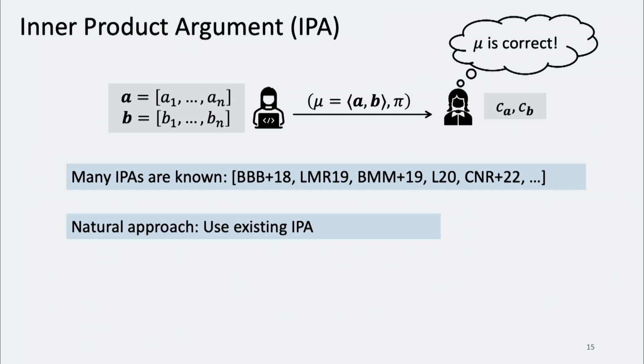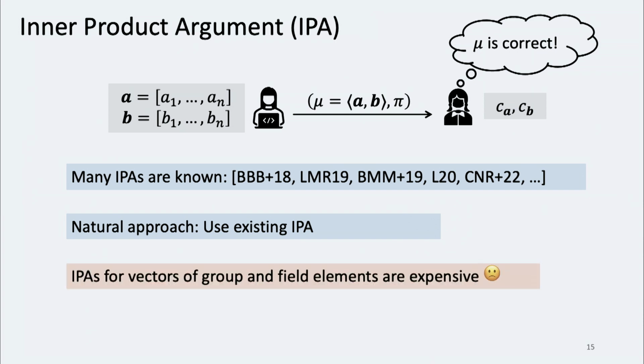We can just use one or two of these inner product arguments, and then we'll be good to go. But unfortunately, that's not the end of the story, because the inner product arguments for field elements or for integers are fairly efficient, but the IPA for vectors of group elements and field elements turns out to be fairly expensive. I'll come back to this and show you how much of a bottleneck that is. But this would be the next problem we want to address.